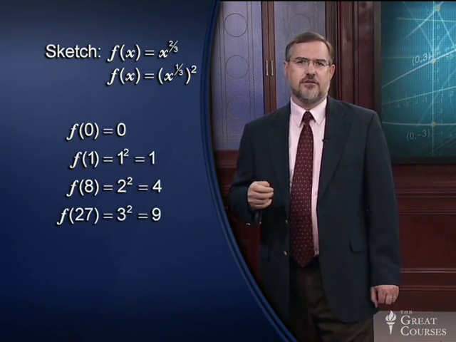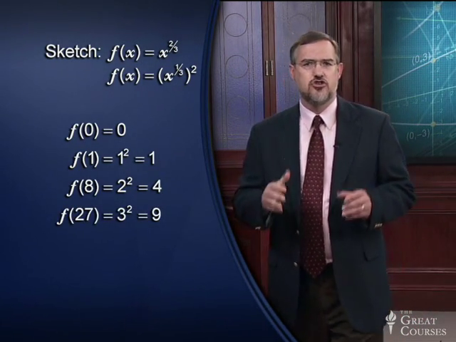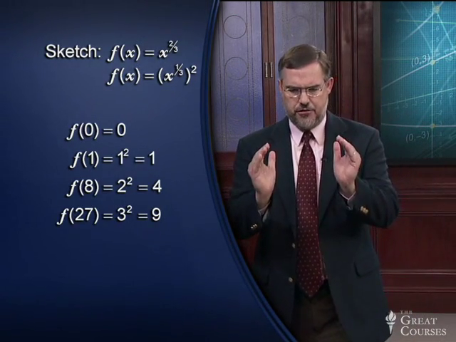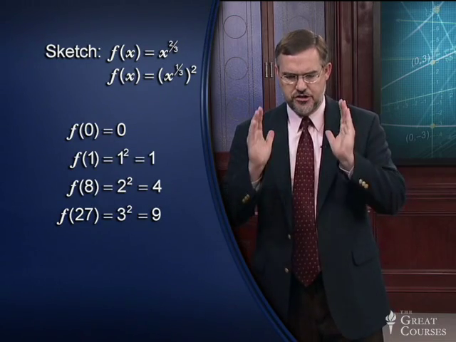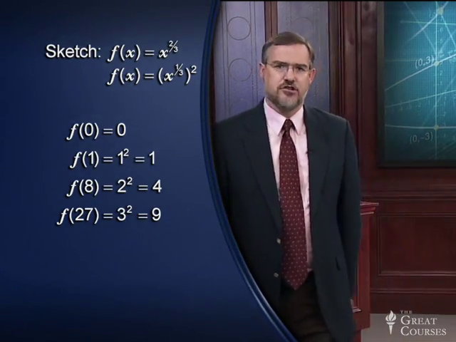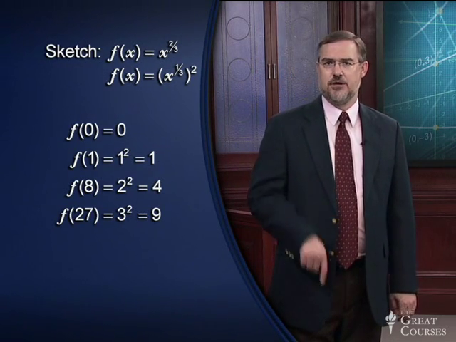f of 27 would be 27 to the 2/3, which is the same as 27 to the 1/3 squared, which is 3 squared, which is 9. So that gives me another point on this graph, (27, 9).